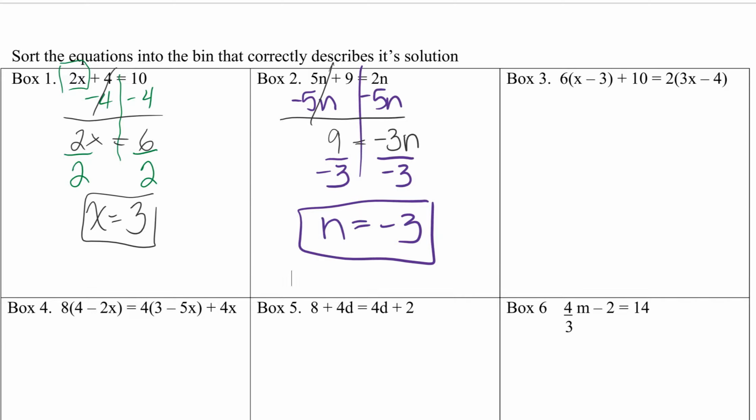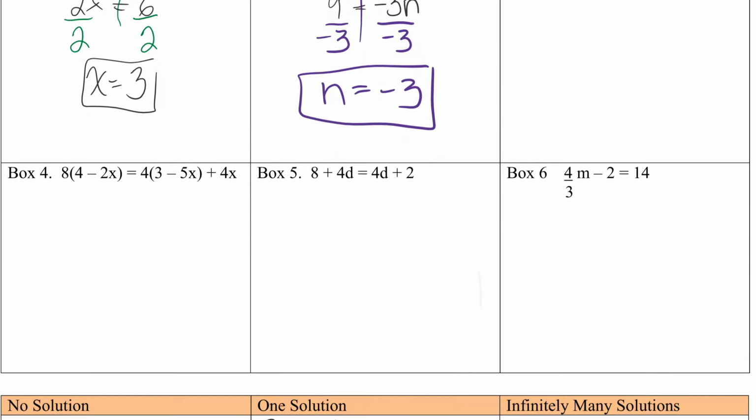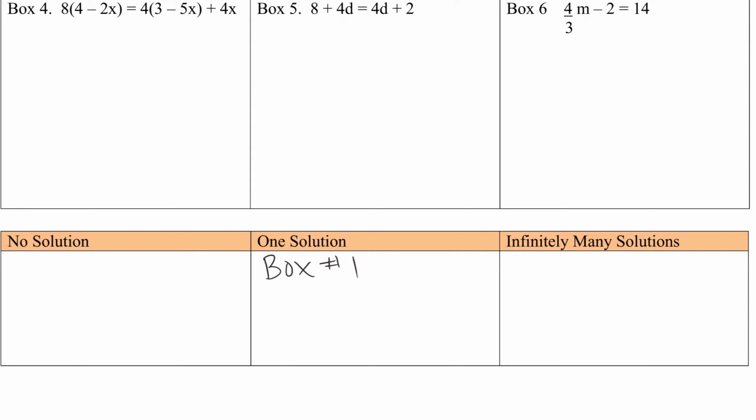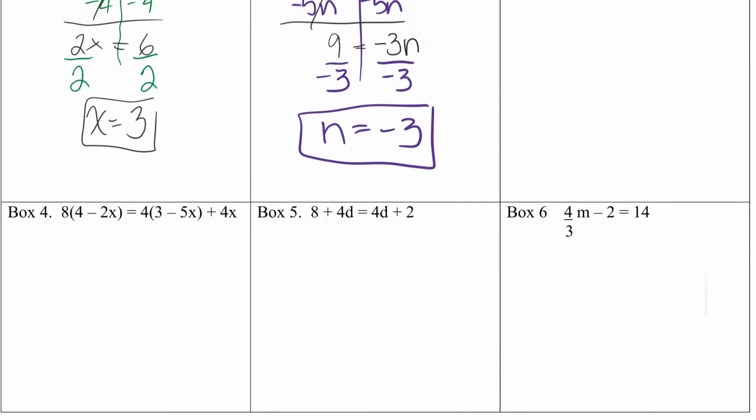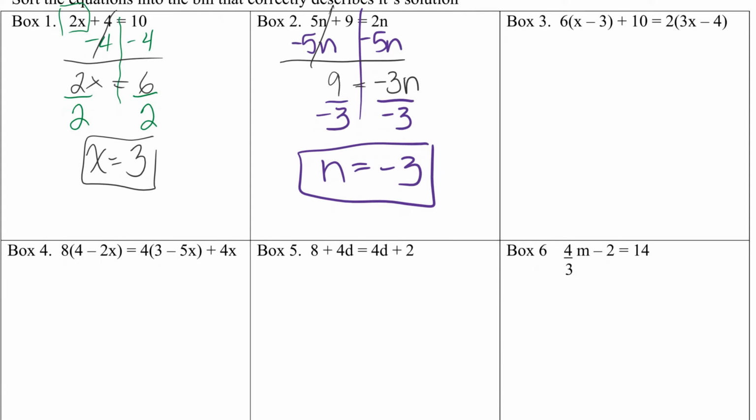All right, so that means this has one and only one solution, and it's only correct when n is equal to negative 3. So I'm going to put box number 2 in the one solution box. All right, now I'm going to go on to box number 3.